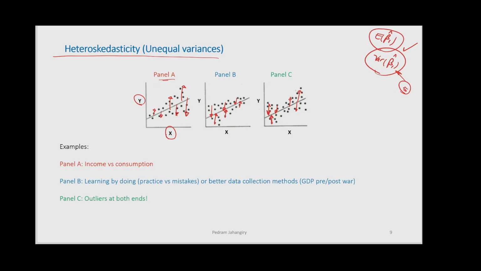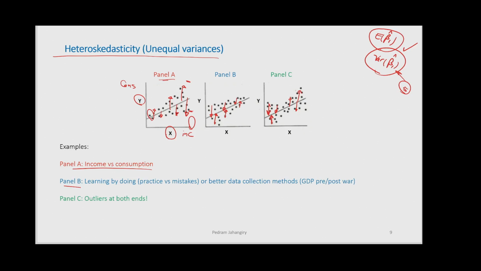So what is the example for panel A? Income versus consumption. Let's say X is your income, Y is your consumption. Do you agree that as the level of income increases, the variance for consumption increases? Yes, right? Let's look at the minimum wage earner. They don't have the option to have a very volatile consumption. But let's look at a bunch of billionaires. Some of them are super Scrooge, some of them are very, very generous and they spend a lot. So the variance gets larger. So this is the example for panel A.